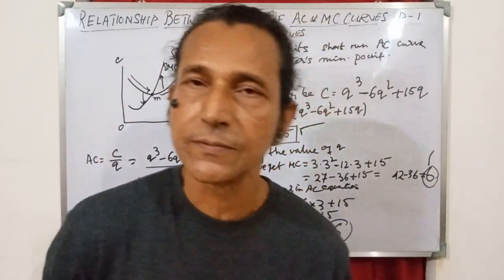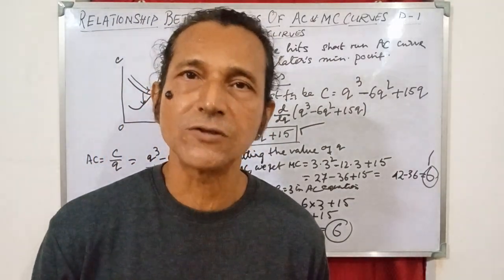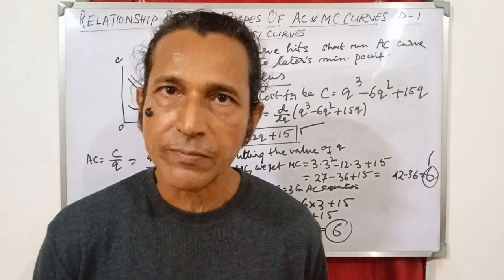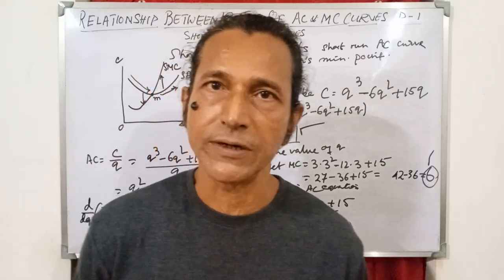So it is proved that when average cost is minimum, marginal cost becomes equal to average cost and the marginal cost curve intersects the average cost curve at the latter's minimum point. Correct?